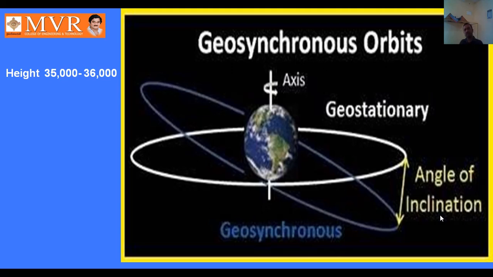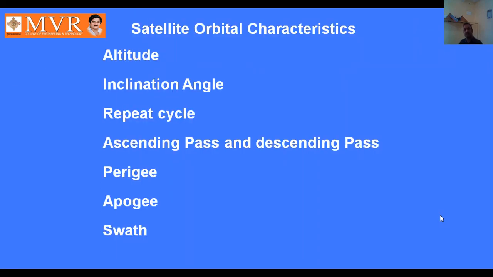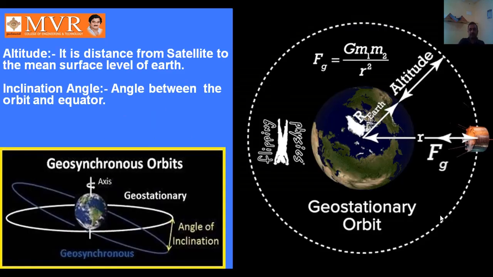So, this is the difference between geostationary orbit and geosynchronous orbit. Next one, satellite orbital characteristics. What are some characteristics? Orbits have some characteristics: altitude, angle of inclination, repeat cycle, ascending path and descending path, swath width, apogee and perigee.